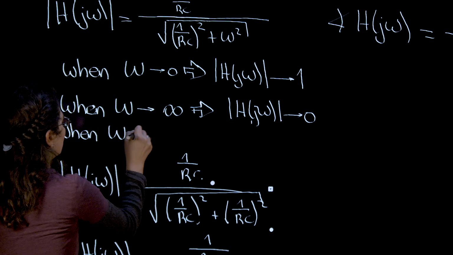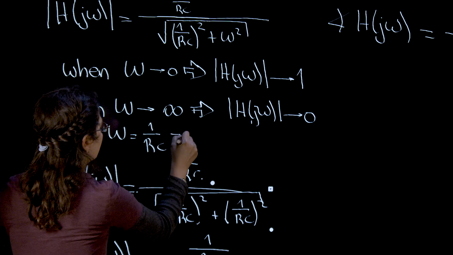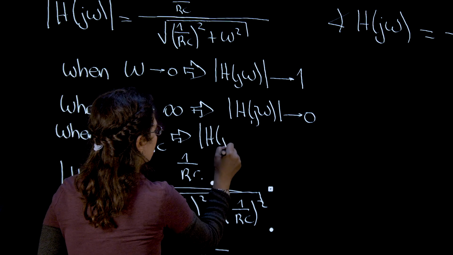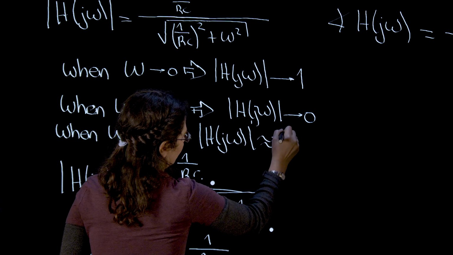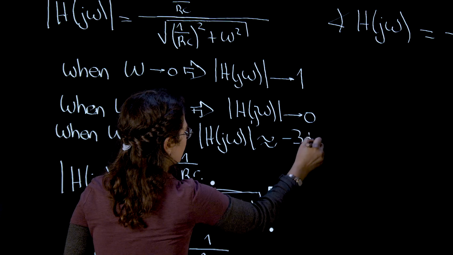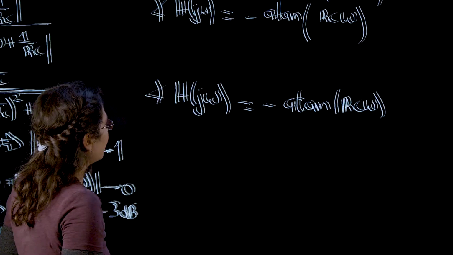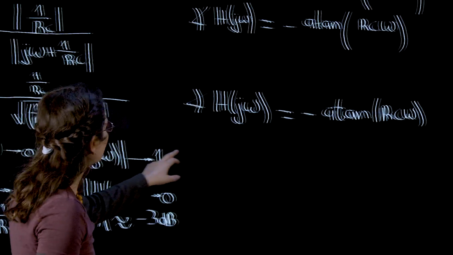When omega equals 1 over RC, the magnitude of my transfer function is approximately minus 3 dBs. And now we can do the same with the phase.